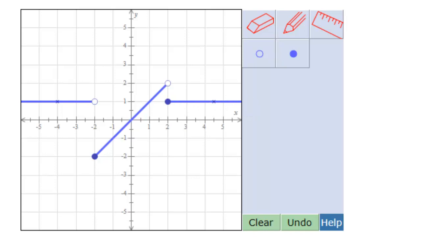So that is how you can graph piecewise functions. Just have to graph each piece separately, and when you're done, you have the graph of the function.